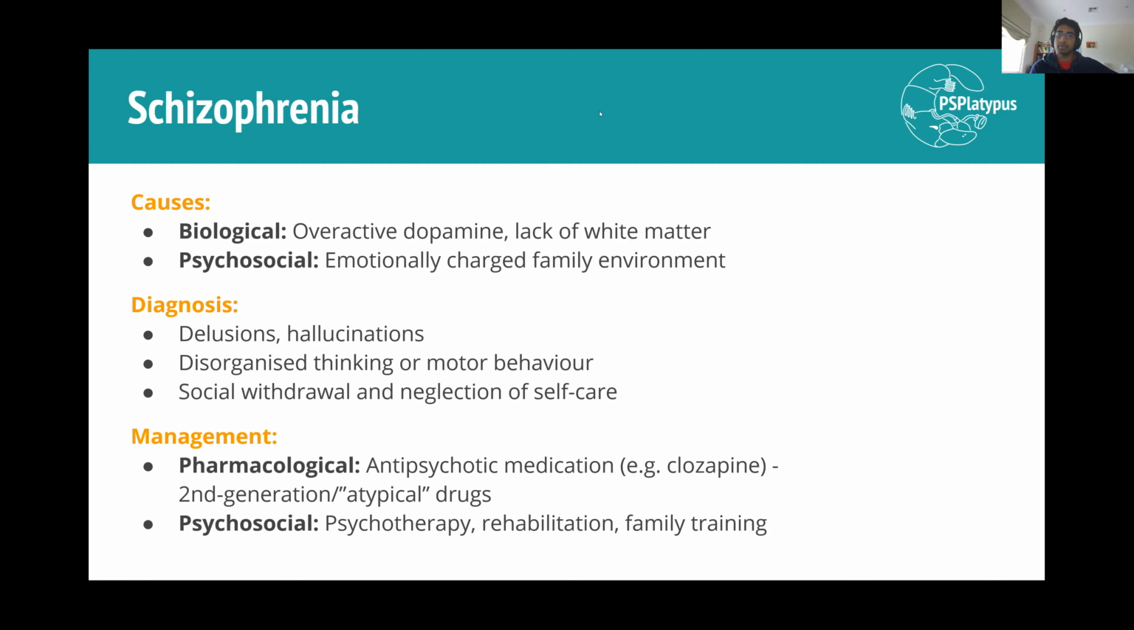Schizophrenia. So we have too much dopamine, basically. There's also a lack of white matter. So that's talking about actual brain anatomy and structure. It can also be fueled and contributed to by the family environment. Sorry, I think I haven't made it super clear, but these disorders that we're looking at are all childhood manifestations, which can then continue into adulthood. But that's why we talk a lot about parents and the family environment.